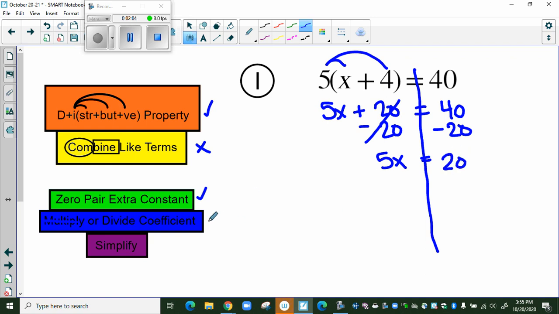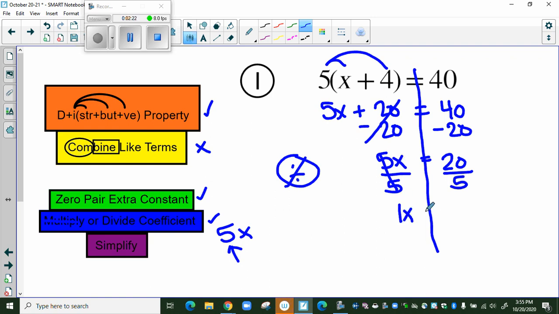Finally, we're going to divide our coefficient. What's a coefficient? It is the number that's in front of the variable attached to it. So in this case, our coefficient is 5, and we're going to divide it using a fraction bar. We want to use a fraction bar to show division, not this symbol anymore. 5 divided by 5 is 1. That gives us 1x, which is exactly what we want. On the other side, 20 divided by 5 is 4, and so our answer is that x equals 4. You can write this either way.